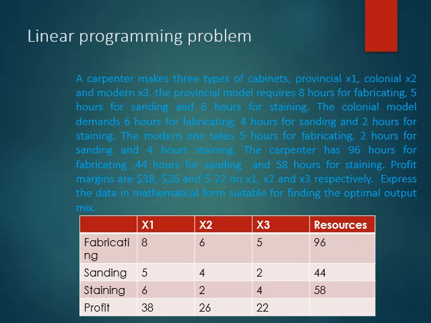Example 5 gives $38 as the profit of 1 unit of provincial, $26 for colonial, and for modern is $22. That means the coefficient of x1 is 38, the coefficient of x2 is 26, and the coefficient of x3 is 22.